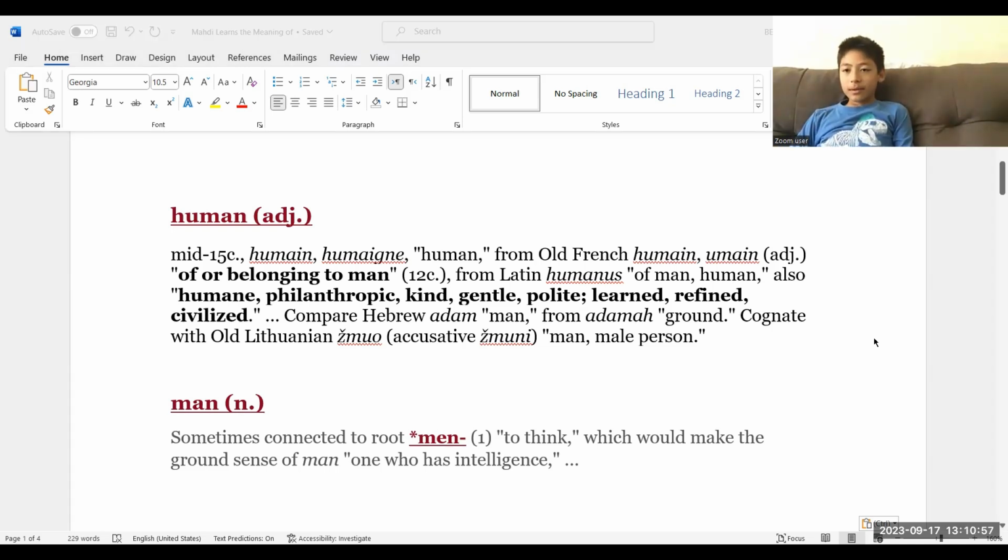All right. So from this point, just read the bolded words. Those are the only ones we need. Of or belonging to man, humane, philanthropic, kind, gentle, polite, learned, refined, civilized. Okay, that's all we need for now. Let's go back to the word that is to be properly pronounced philanthropic. Say it like that. All right.